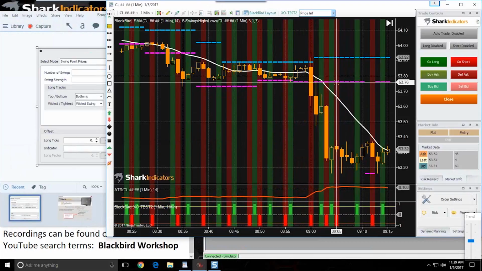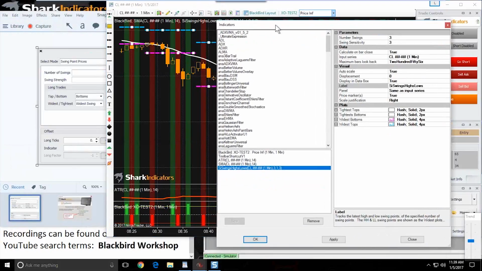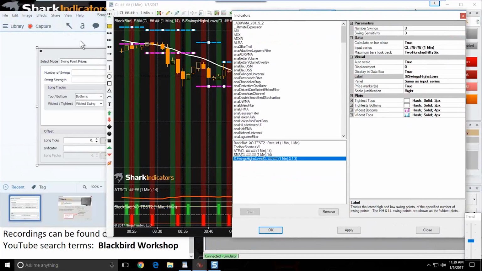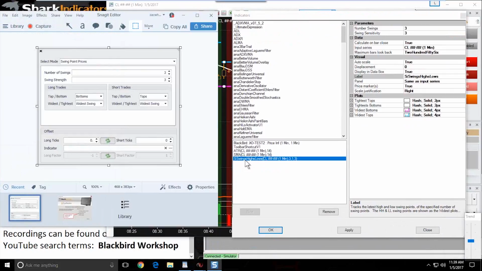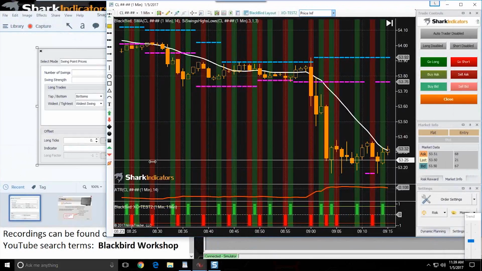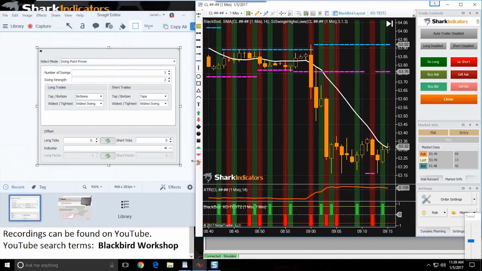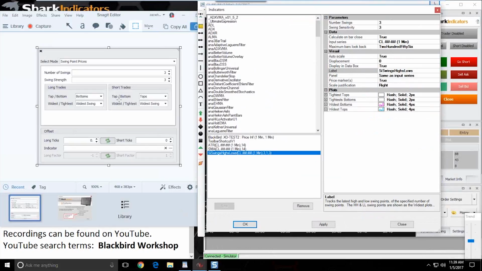And what I wanted to do is pull up the indicator so we can compare here. So hold on a sec here. Let me pull this chart out of the way. All right. So the number of swings and the swing strength, that's pretty straightforward, right? It just matches the indicator parameters right there.